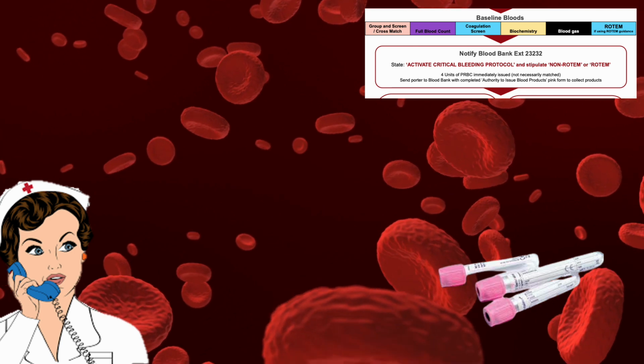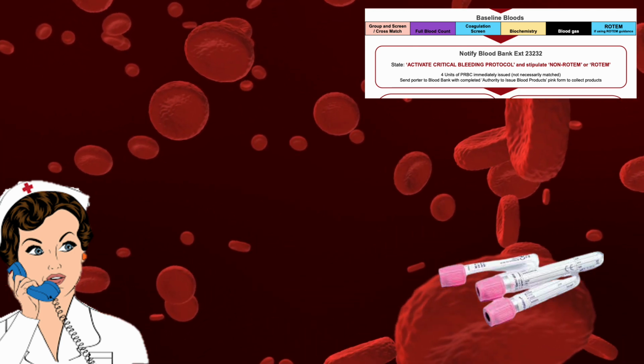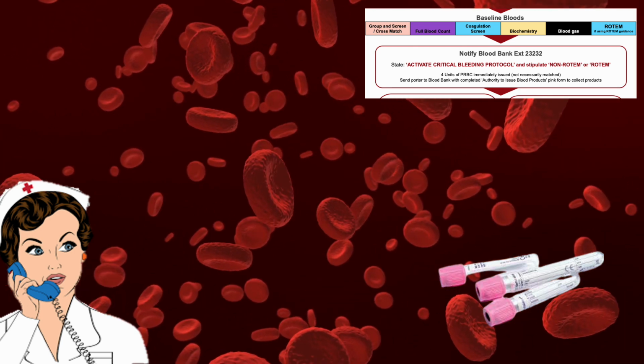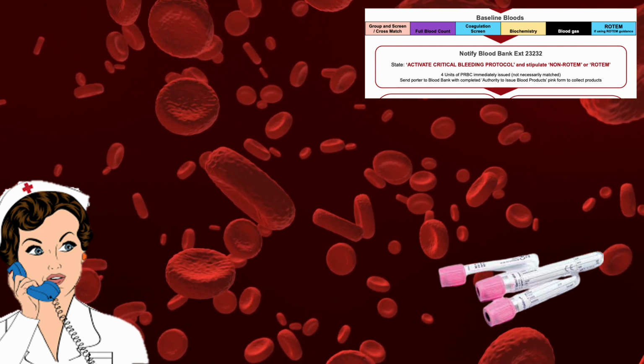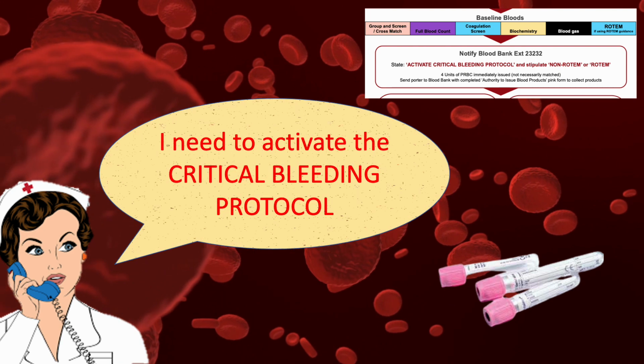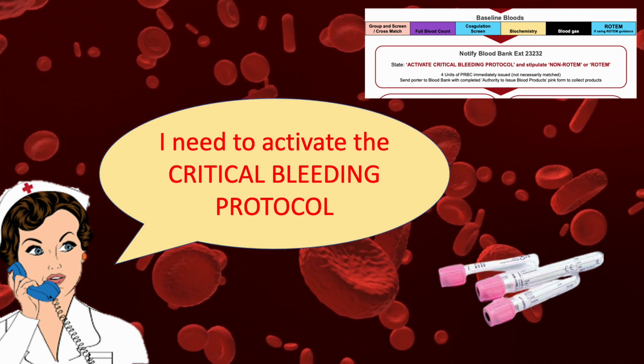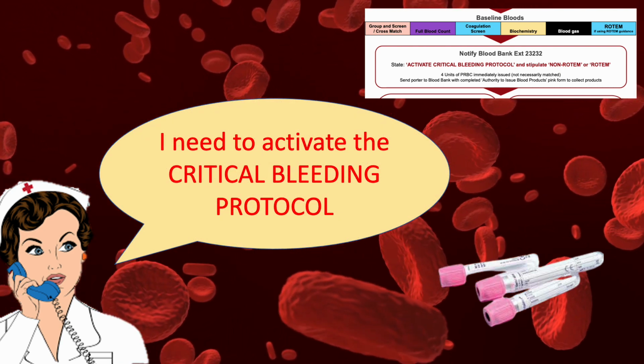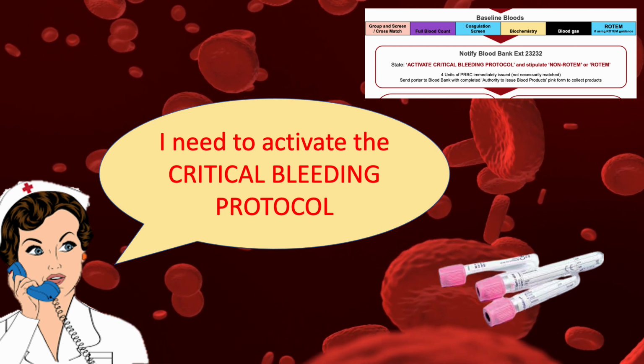We also need to tell blood bank so that we can get blood as quickly as possible. Blood bank can be contacted on 23232, and you must say, "I need to activate the critical bleeding protocol." Remember, you can't ask for an MTP.